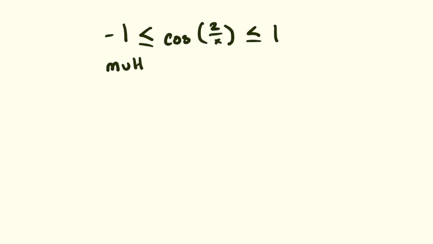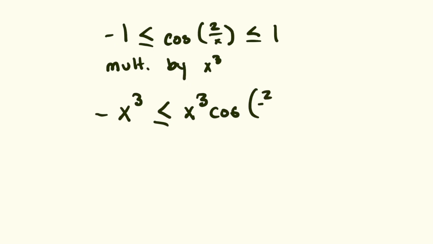Next thing that we're going to do is build up our function inside. So we're going to multiply by x cubed, and we're going to do that for every single part of our inequality here, all 3 parts. So that'll give us negative x cubed is less than or equal to x cubed cosine of 2 divided by x, which is less than or equal to x cubed.